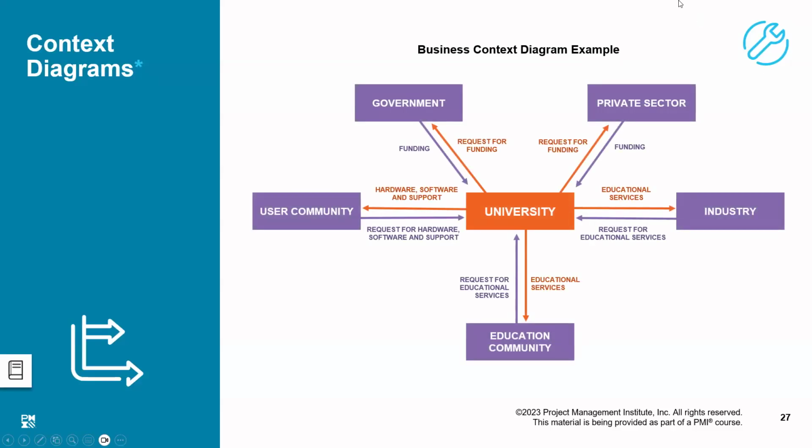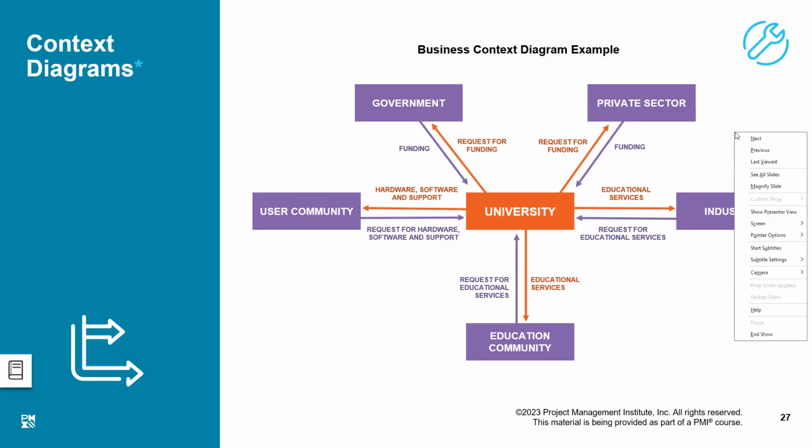Context diagram is something like that. For example, you are the university and you are interacting with all of these entities. That is just not a matter of these being the only four people who are asking for change.